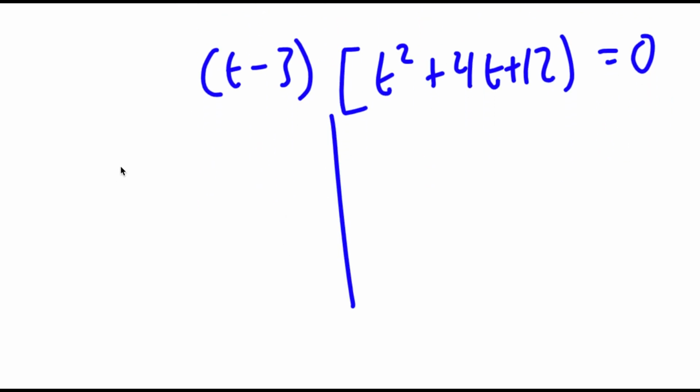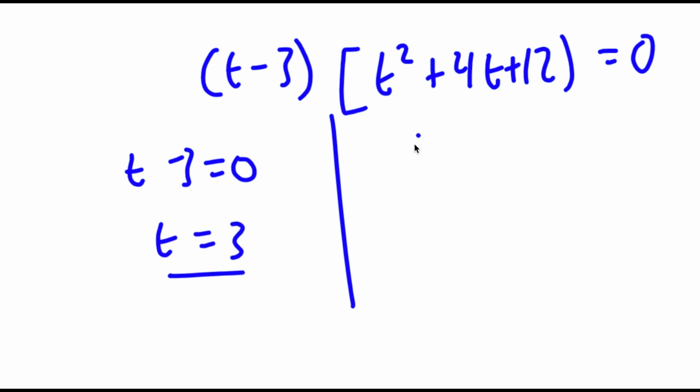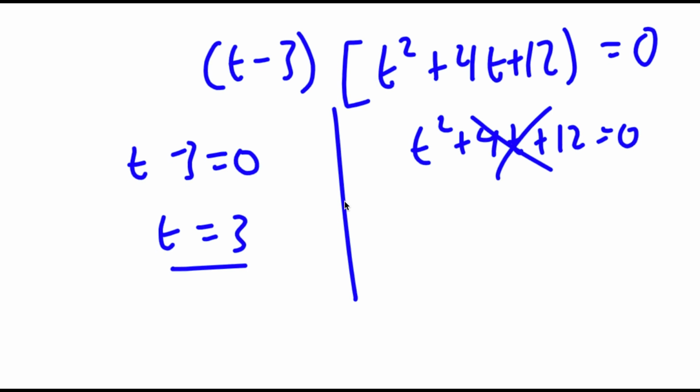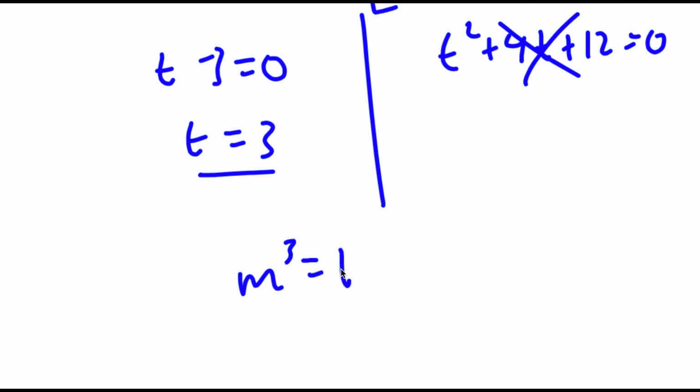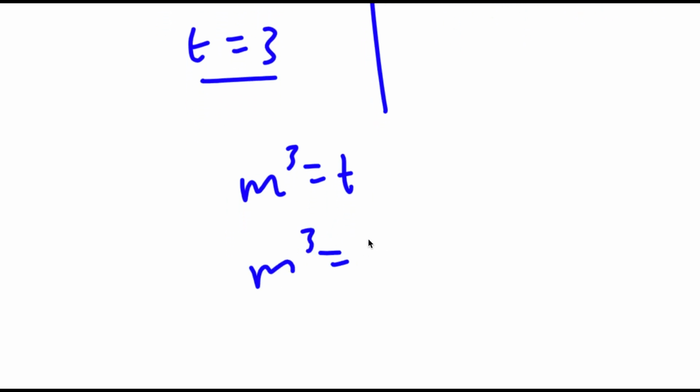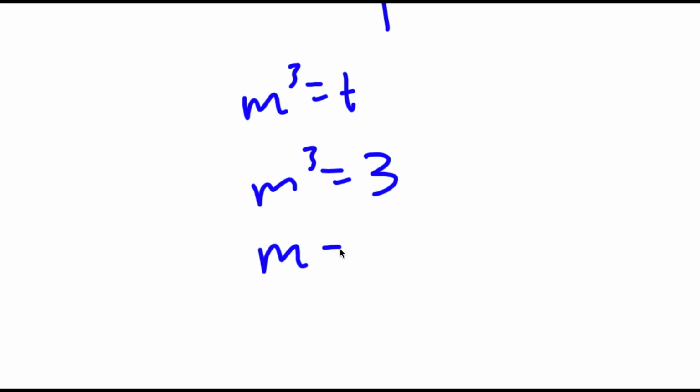So now this gives me two equations. I have t minus 3 is equal to 0, meaning t is 3, and t squared plus 4t plus 12 is equal to 0. And this is actually going to result in no solutions. So t equals 3 is my only value. And remember how we set m to the power of 3 equal to t. So if m to the power of 3 is equal to 3, this means that m is equal to the cube root of 3.